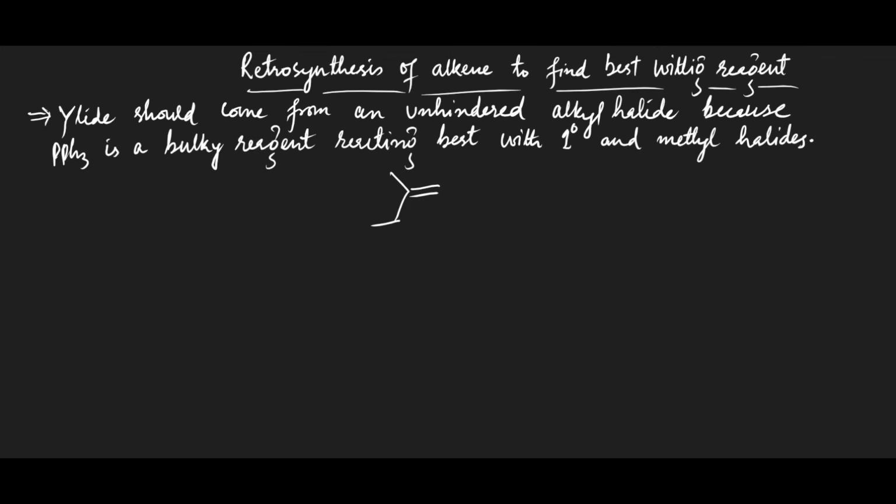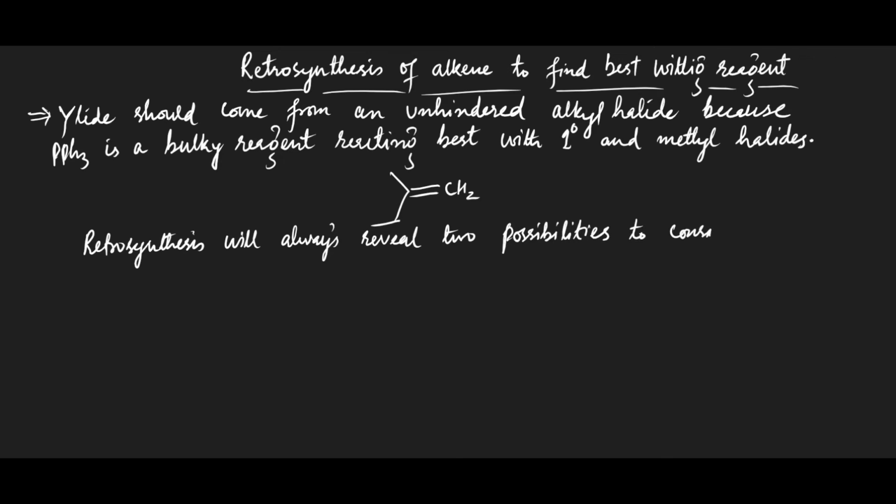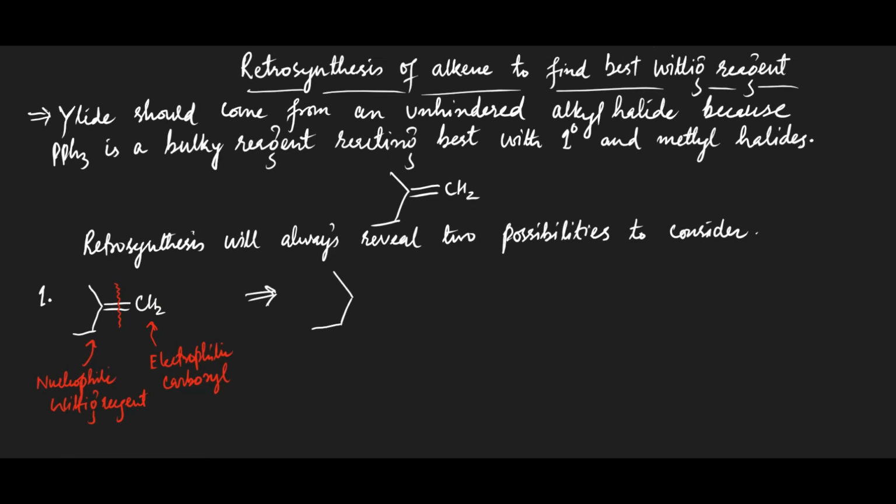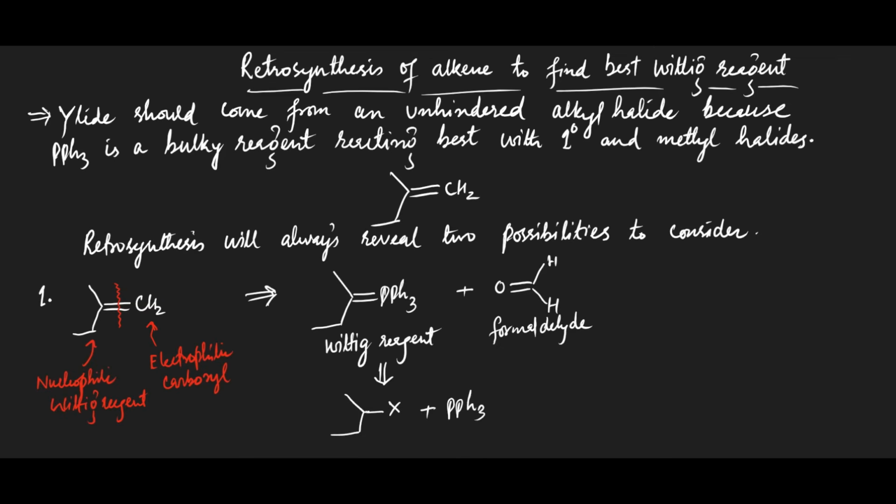For example, consider this alkene. Retrosynthesis will always reveal two possibilities to consider. Consider possibility 1. We can show that, across this double bond, this right side methylene is contributed by the electrophilic carbonyl, and this left side alkyl by the nucleophilic Wittig reagent. Accordingly, we write the possible Wittig reagent and carbonyl, which in this case is formaldehyde. The Wittig reagent can be shown to be formed from the reaction of the corresponding secondary halide with PPh3.